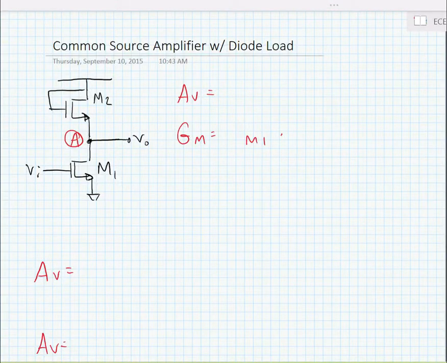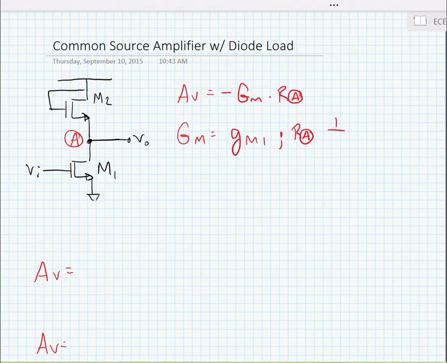Okay, so let's examine the gain in more detail for the common source amplifier with the diode load. Now we know that the voltage gain for all amplifiers has the form of minus big GM times R total. In this case, we're going to say the resistance at node A. We know that big GM is just equal to GM1 for this particular amplifier. And by inspection, we can show that RA is equal to 1 over GM2 in parallel with RO1.